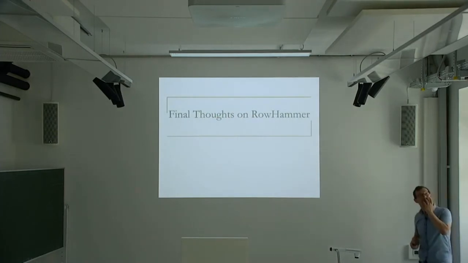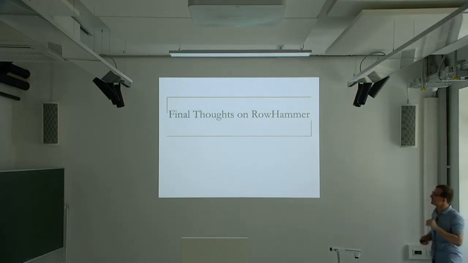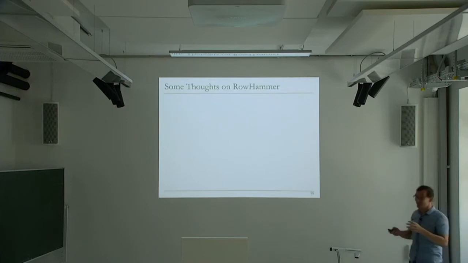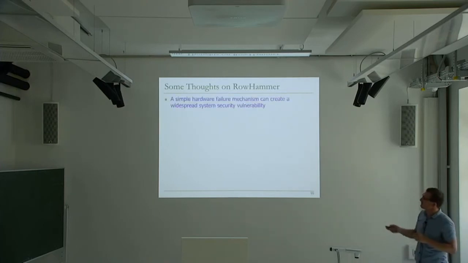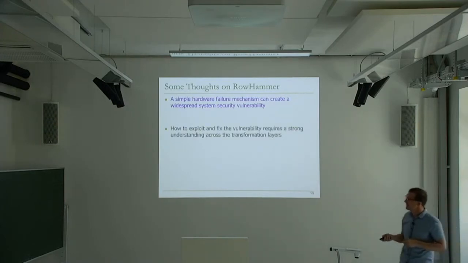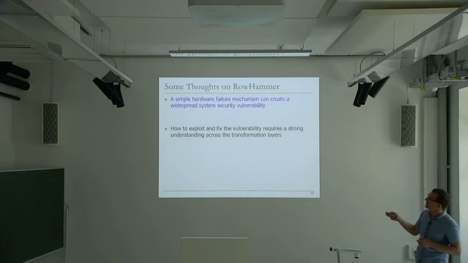So given that we have very little time left, let me give you some final thoughts. And maybe you can think about some questions while I'm giving you the final thoughts. So I think this is really interesting. This was fascinating for me. I'm going to show you the same slide. It's really a simple hardware failure mechanism that can create a widespread system security vulnerability. And I think how to exploit and fix the vulnerability requires a strong understanding across the transformation layers.